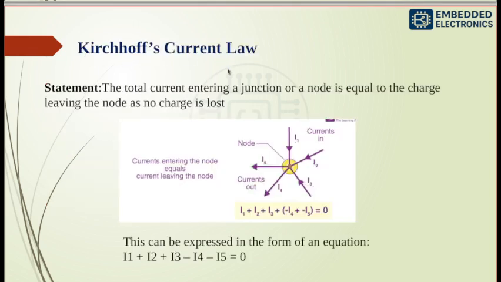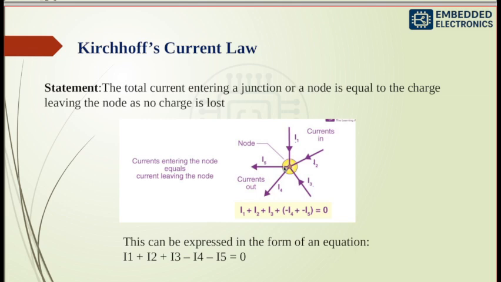Kirchhoff's current law is also called KCL. It states that the total current entering a junction is equal to the current leaving the node or junction, so no charge is lost. Here you can see I1, I2, I3 are the currents entering the junction, and I4 and I5 are the currents leaving the junction. So it can also be stated that the sum of currents entering and leaving the junction is equal to 0.